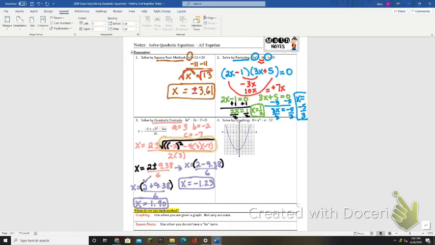Last but not least, our directions say solve by graphing. So when we're graphing, we're going to look at where the graph crosses the x-axis. Now you got to pay attention to the numbers that are on the x-axis. So we want to give this answer right here, which is negative 1, 2, 3, 4. And we want to give this answer for x right here, which is positive 1, 2, 3. So all you have to do is look at where the graph crosses the x-axis and give me those answers.